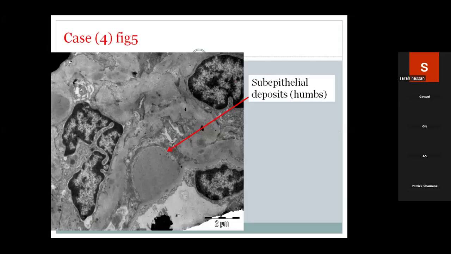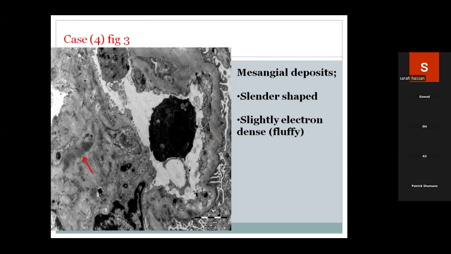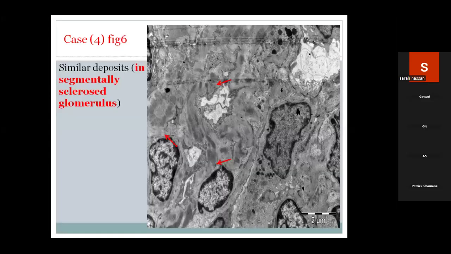Subepithelial humps are present as well, which is okay with both dense deposit disease and C3GN. So this is more towards the picture of C3GN, and it's not a typical post-infectious GN. If we go back to the history of this patient, who had tonsillitis 3 months ago, the natural history of the disease is prolonged, plus the description of the deposits, so it's not a typical post-infectious GN. It's more C3GN. I hope this is clear.